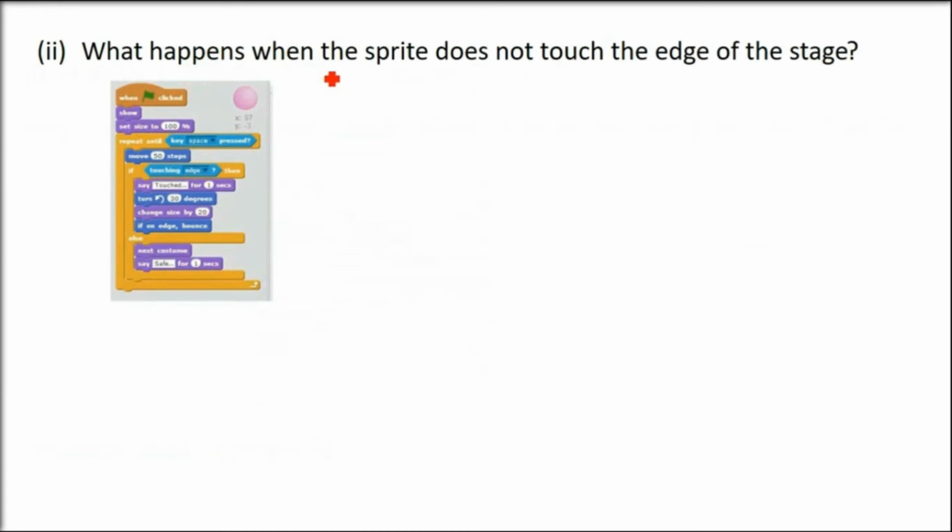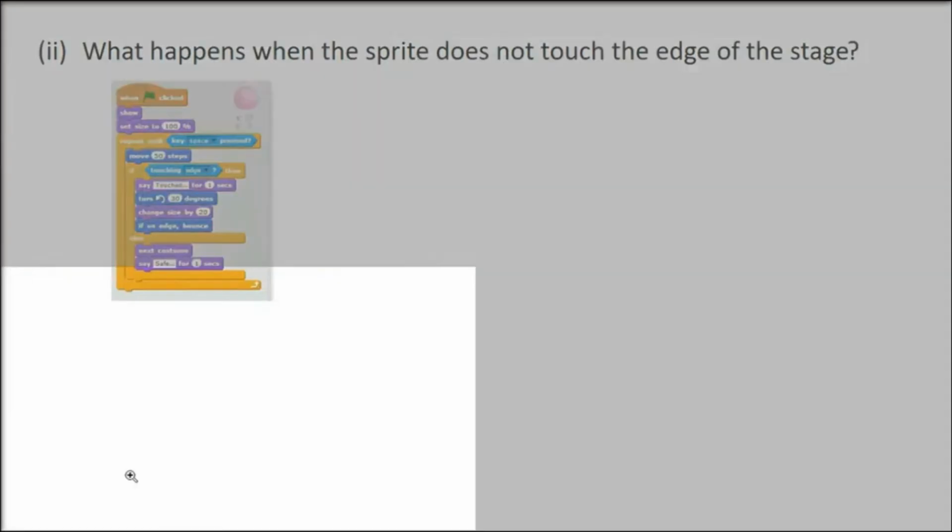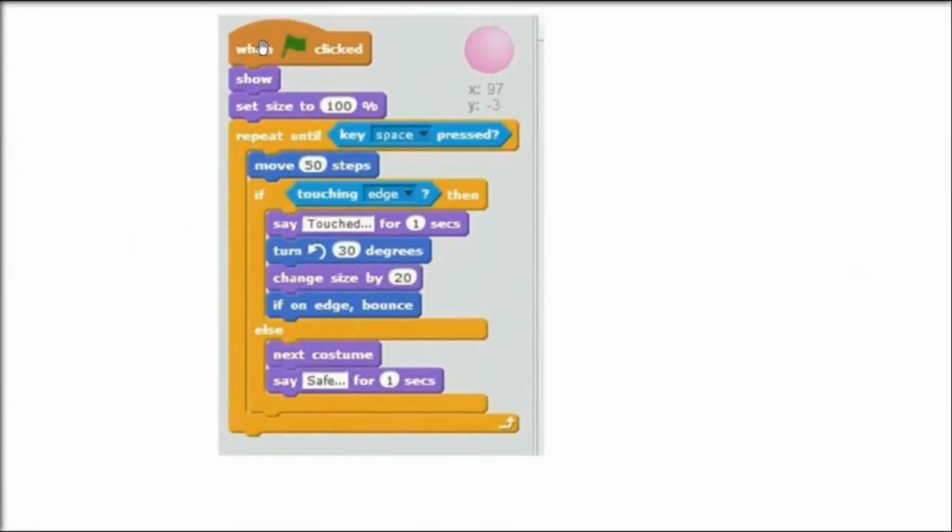What happens when the sprite does not touch the edge of the stage? Here, two scenarios are given. When something is clicked, show will be there, set size to 100%. But here, you see two conditions are there. Something will be repeated until somebody presses the space bar on the keyboard. But here, if touching edge, if the edge is being touched, that is the screen corners or the lines are touched, it will say touched for 1 second.